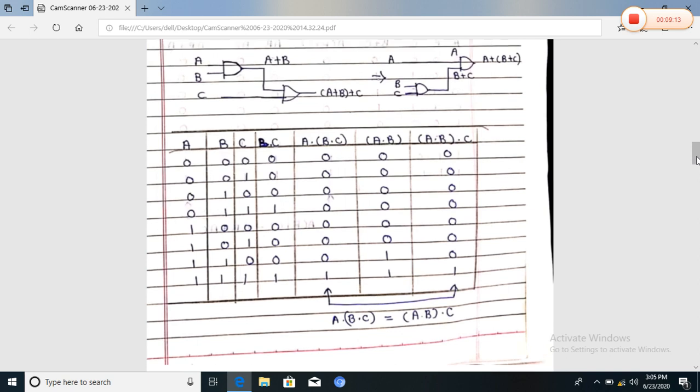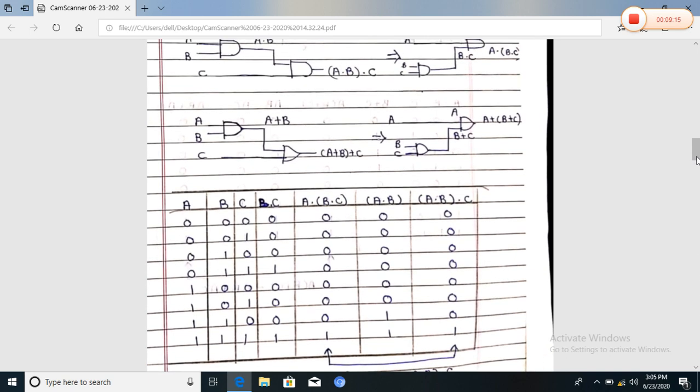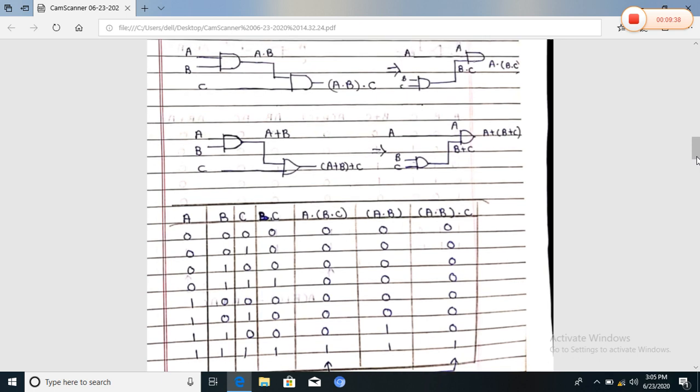There are three inputs in the expression, so the possibilities in the truth table are 8 conditions, and these 8 conditions are represented as 000, 001, 010, 011, 100, 101, 110, 111. These are the 8 output conditions for the A, B, C inputs. This is the associative law.